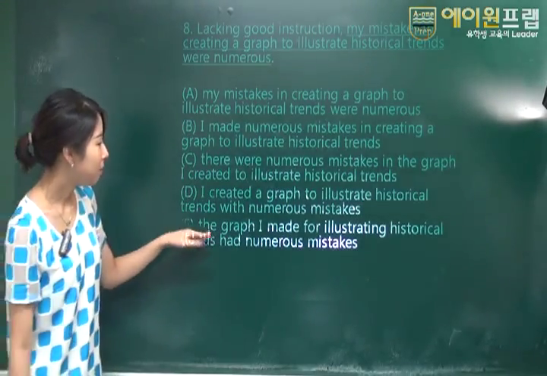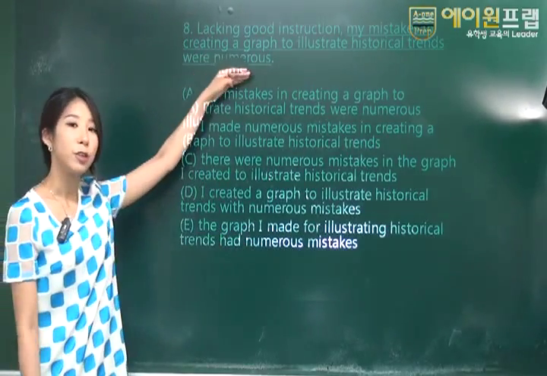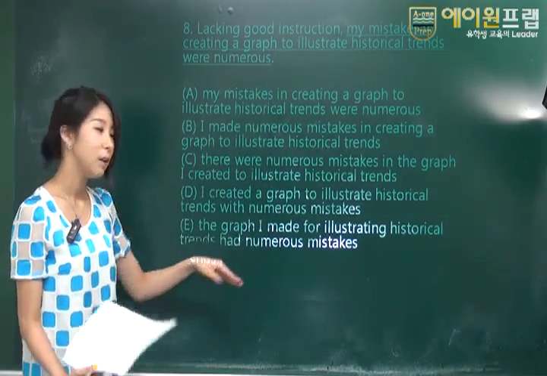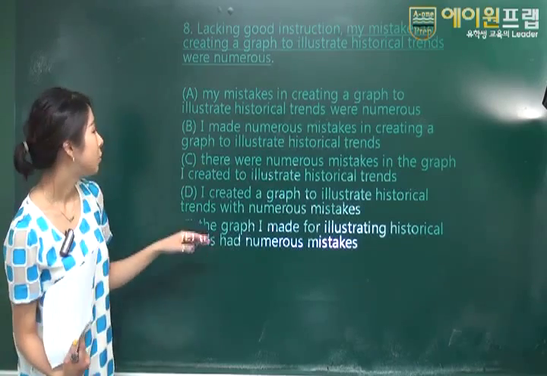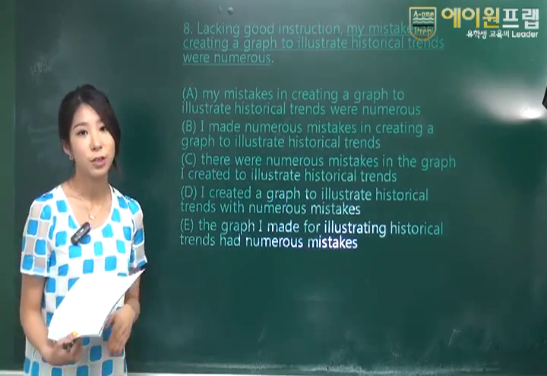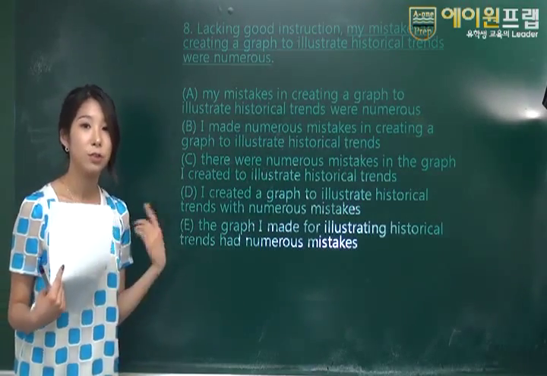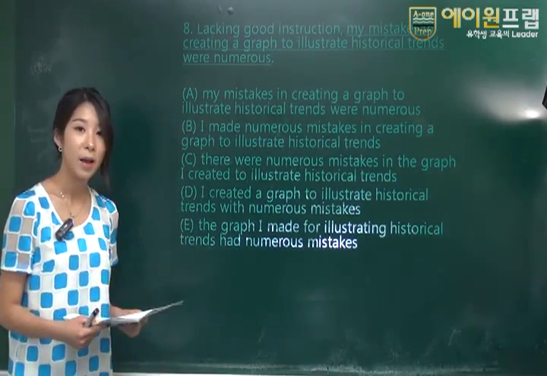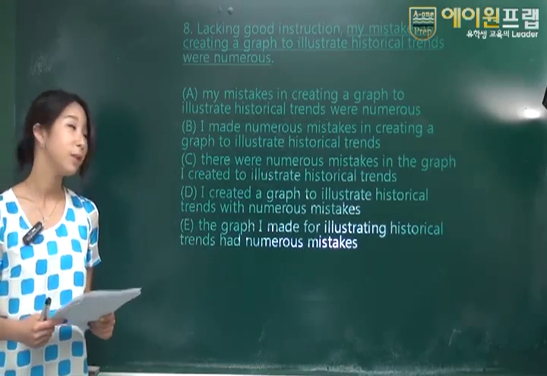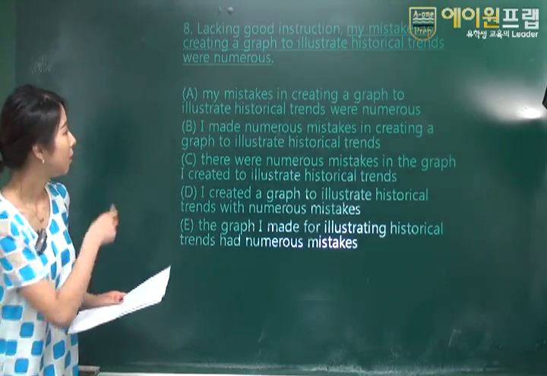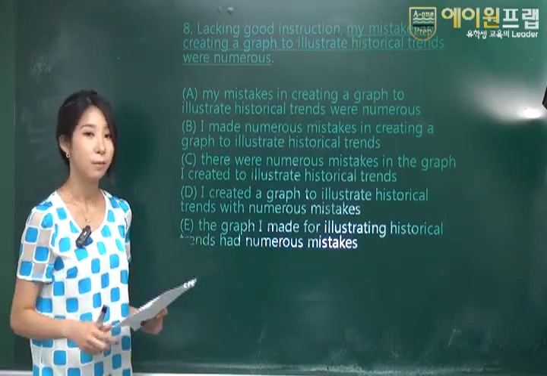And E, the graph I made, okay, lacking good instruction. Graph is not directed, graph is not given good instruction to do something. It's a person, right, that gets instruction to do something else. So that's why E is not the best answer. The answer should be B.